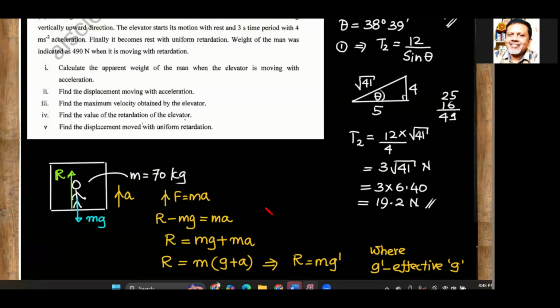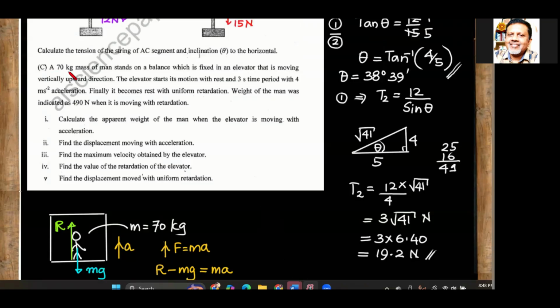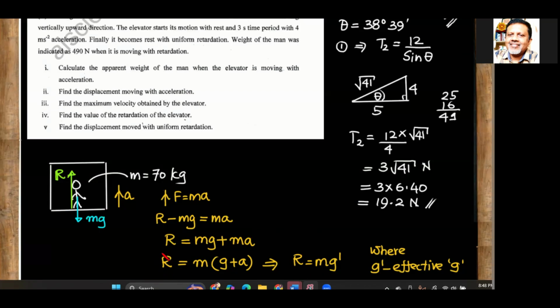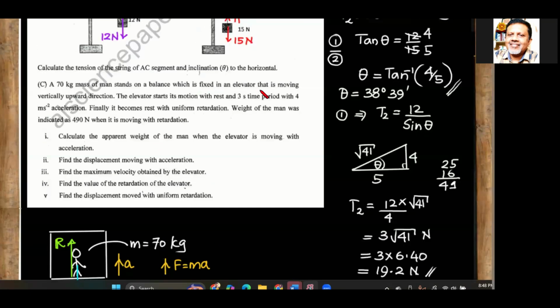Okay, so now we move to the problem. A 70 kilogram mass man stands on a balance which is fixed. I mean, it doesn't matter if you consider a balance or not. We can see the R value will be greater than the weight of the person, right? Which is fixed in the elevator that is moving in the vertically upward direction. The elevator starts its motion from rest and for a 3-second time period with 4 meter per square second acceleration.